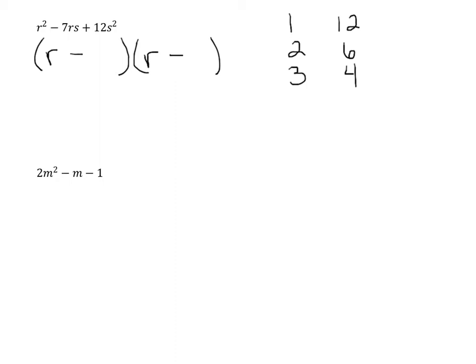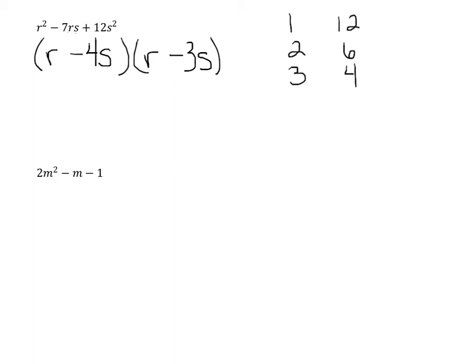So I start combining these. Will negative 12 and negative 1 give me negative 7? Will negative 6 and negative 2 give me negative 7? Will negative 4 and negative 3 give me negative 7? This is the pair that I'm looking for. Now, I do need this to be r times s. So what I've noticed is that I don't have any s squareds happening in the middle, which means that each one of these will get s. If I multiply it out, r squared minus 3rs minus 4rs, that's minus 7rs, plus 12s squared.